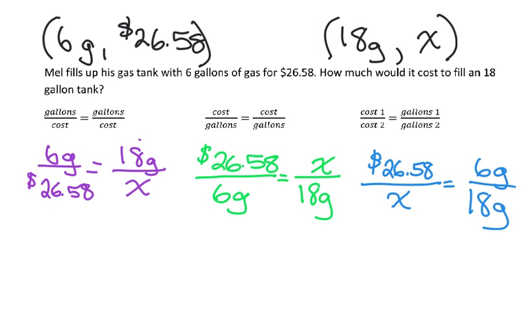Here, again, our labels match, but this time they match within the same proportion. Here's a proportion of cost to cost and gallons to gallons. The information from the pairs stayed together, but the labels still match up and down. All of these can then be solved with cross multiplication.